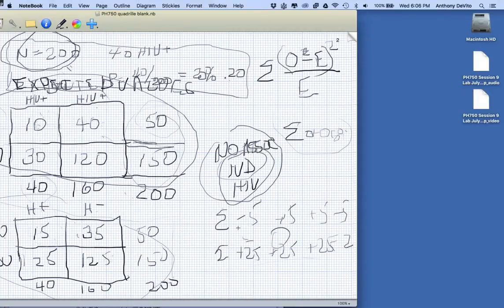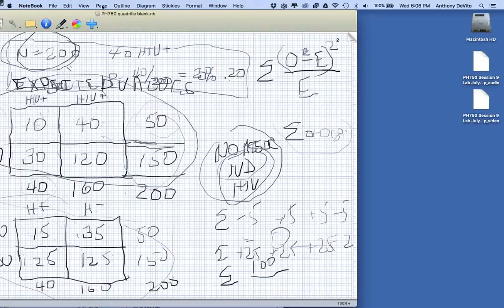Now if I do that here, the sum of all of those observed minus expected values squared is going to be 100 divided by, well, actually, I'm going to have to do it for each one individually, right? So let's do that up here.